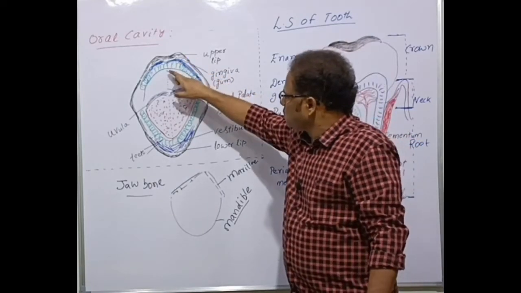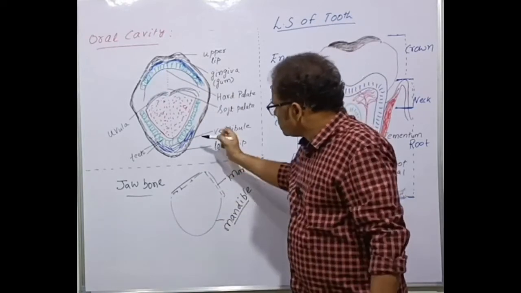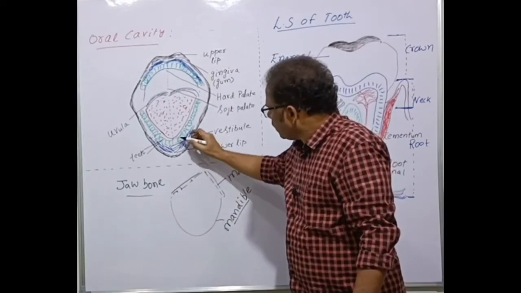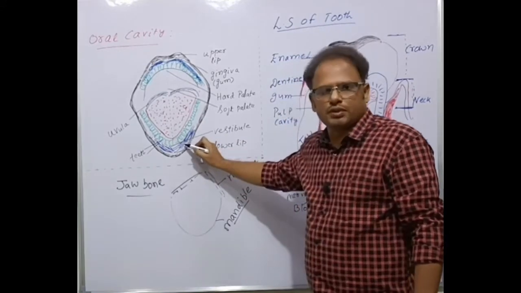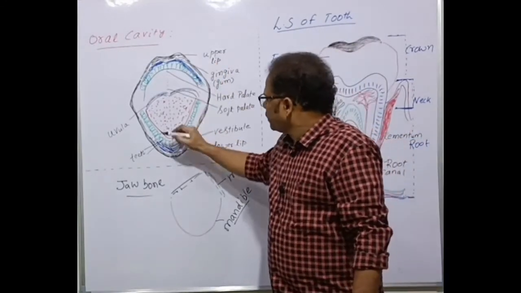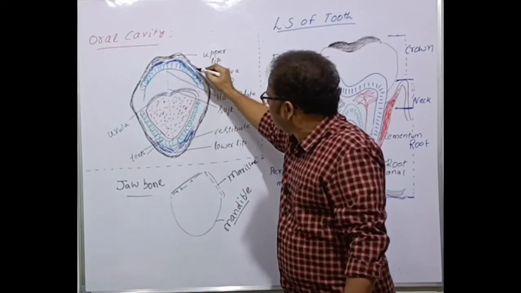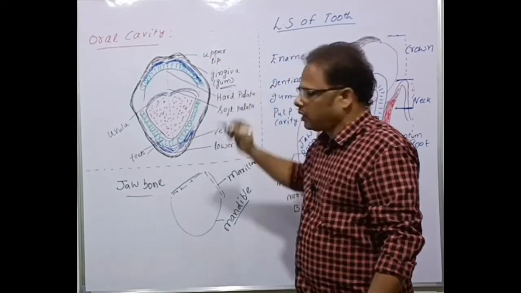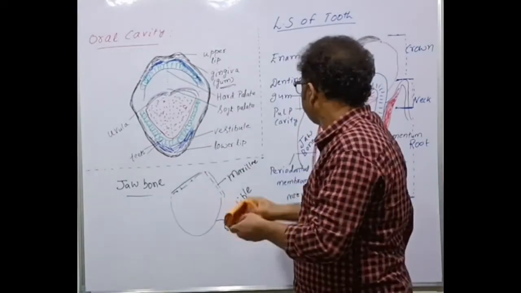Inside these jawbones, what is present? Gums are present here. See, this is the lower lip, and these teeth are present. Between these two, what is present? I told you, the vestibule is present. Here the gums are present around, and the gums are called gingiva. I am drawing this diagram here.